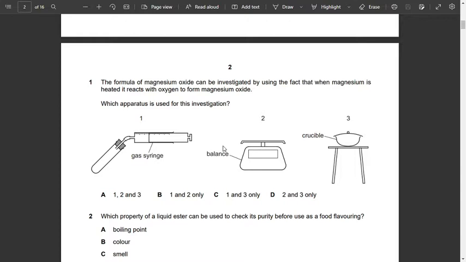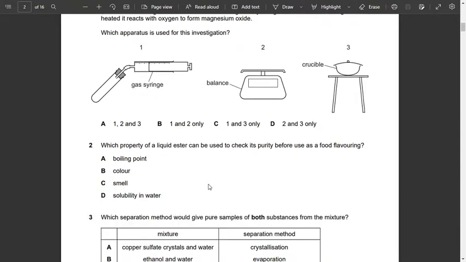Moving on to MCQ number 2, which property of a liquid ester can be used to check its purity before it is used as a food flavoring? Purity is majorly checked in one way, that is through boiling point. In case there is any kind of impurity in it, the boiling point will be increased, and this is how we can check whether something is pure or not. So for this, the answer will be A. Let me mark it. For this it's D, and for this it's A.